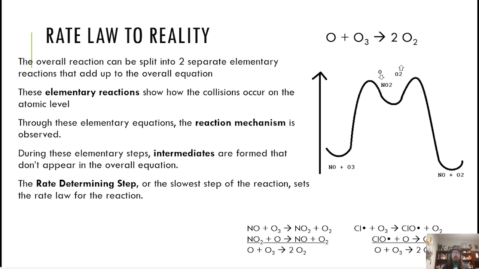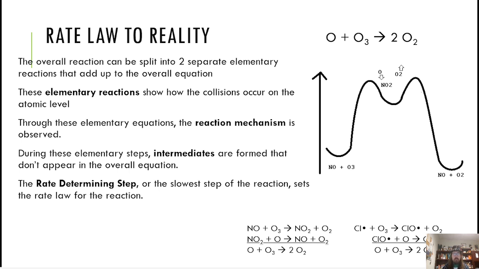So the overall reaction can be split into 2 separate elementary reactions that, when you add up the elementary reactions, add up to the overall equation. When you say an elementary reaction, you're saying a reaction that cannot be simplified any further, that it shows the literal collisions that must be occurring to move to the next step. So, with that in mind, these elementary equations will provide the reaction mechanism so that we see what is happening.